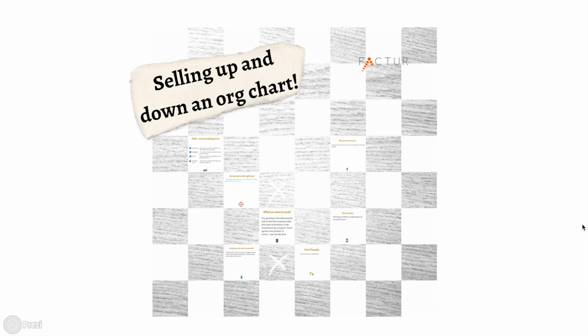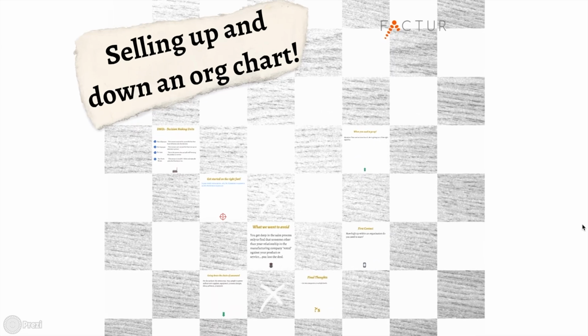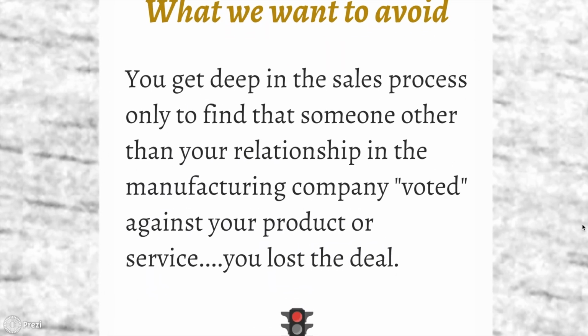We are going to talk about selling up and down the org chart in a manufacturing plant or facility or company. We've all been in this situation, and what we want to avoid is to just get deep in the sales process, only find out that someone other than your relationship in the manufacturing company voted against your product or your service and you lost the deal.